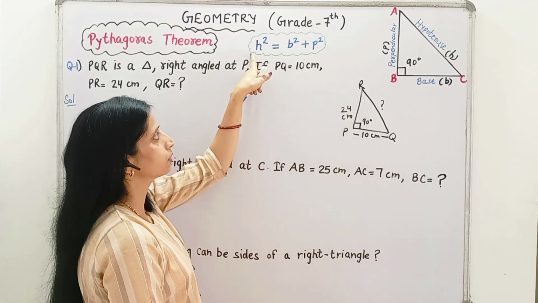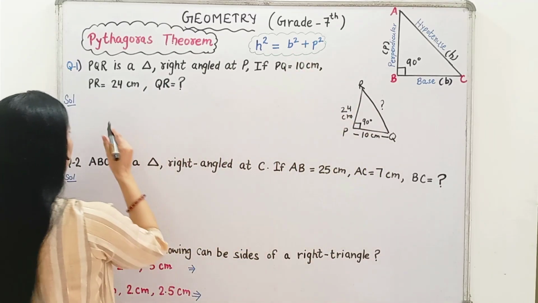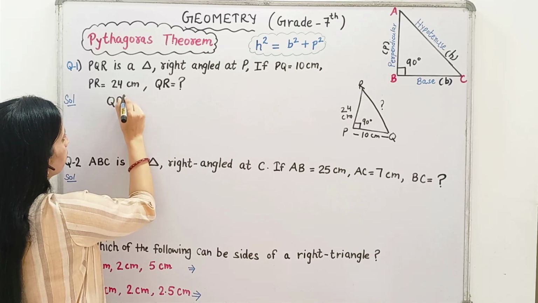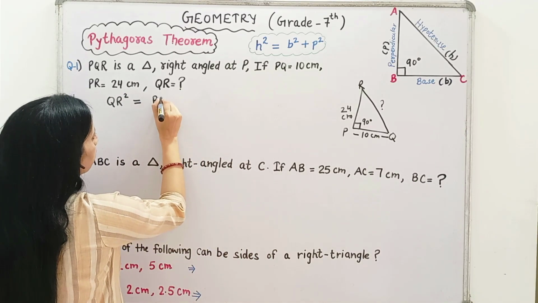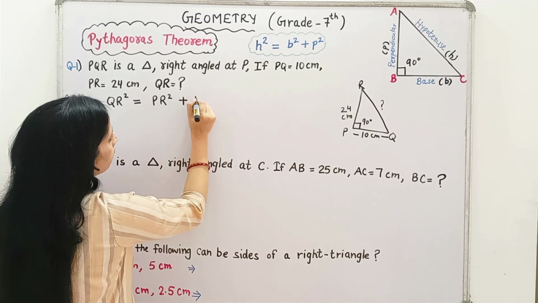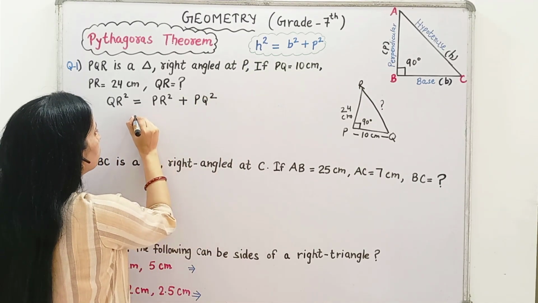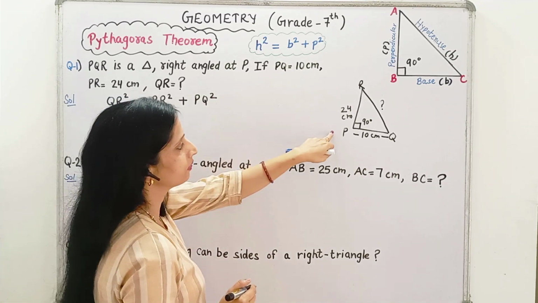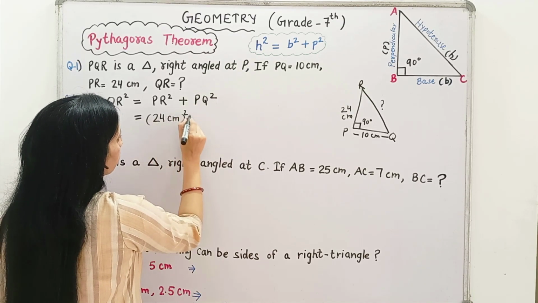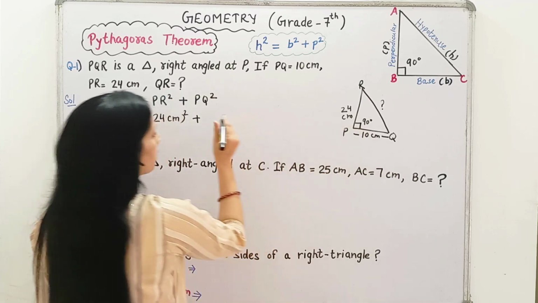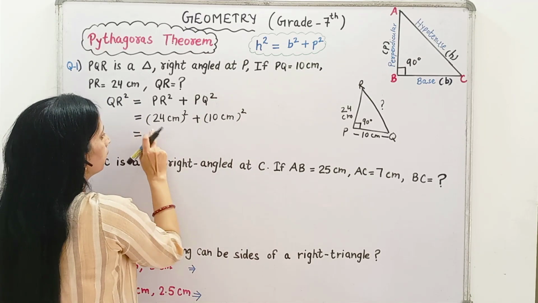We will just apply this formula. We know that as per this formula, this QR square will be equal to the PR square plus PQ square, and we know the length of these two sides. So we will simply put the values. PR is given 24 centimeter. So we will write 24 centimeter square plus PQ is 10 centimeter, 10 centimeter square. Now we will simply solve it.